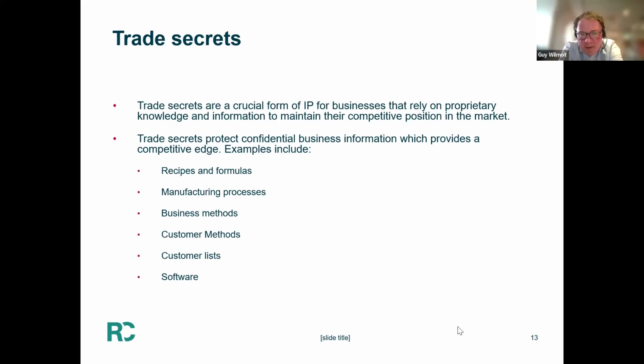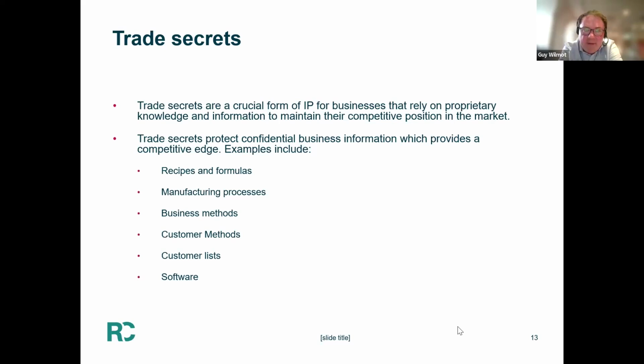The classic examples are recipes. So recipes cannot be protected by any of the intellectual property rights that we've just been through. Copyright will only protect for a recipe the specific way that it's described, the words that are used to describe the recipe. Copyright does not protect the underlying information in that recipe. And the same goes for formulas, manufacturing processes, business methods, customer methods, and forms of data like customer lists, and some aspects of software as well.